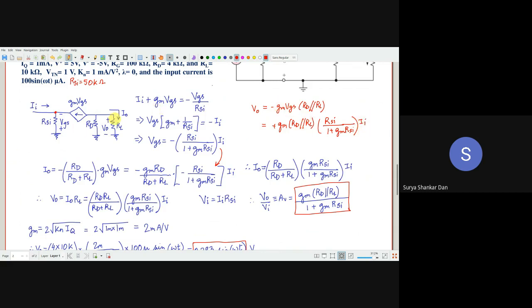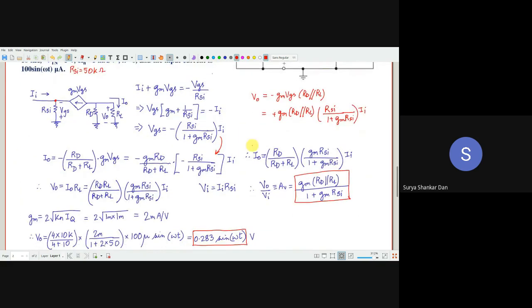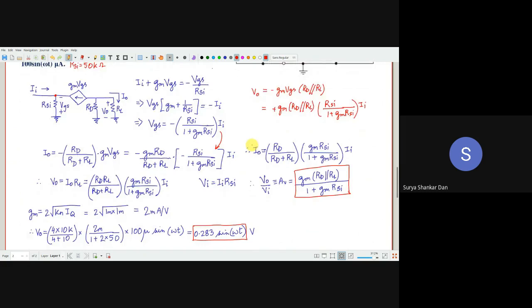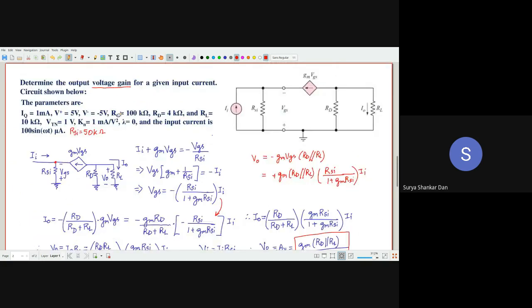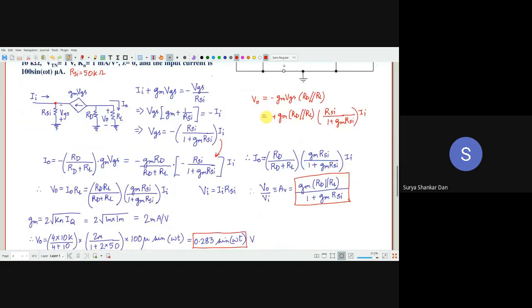You can directly put from this equation. No need to go in terms of IO. I thought I will show it specifically for the currents because it is a current amplifier. But remember that if you have been asked for the voltage gain for this kind of a simple circuit, in the exams, I will recommend that you don't waste time like this. You simply use it like this. This is a simpler alternative.